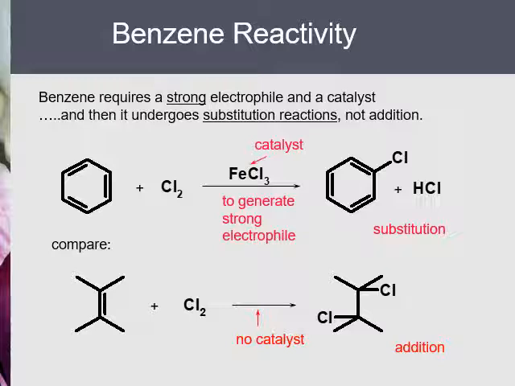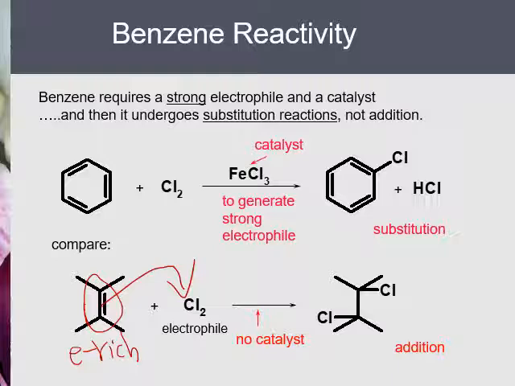Let's again compare benzene with an alkene molecule. In alkene molecule, there is a double bond which is electron-rich. Electron-rich pi bond attacks chlorine. Or we can say chlorine is an electrophile. Phile means love. Chlorine loves electron. So one is electron-rich, one loves electron. So they combine, and let the reaction proceed.